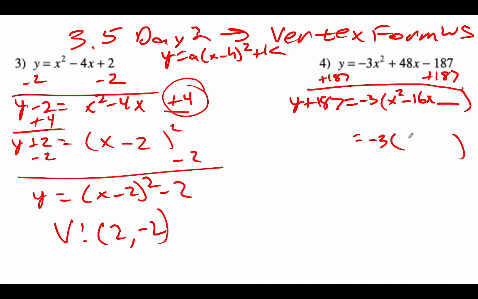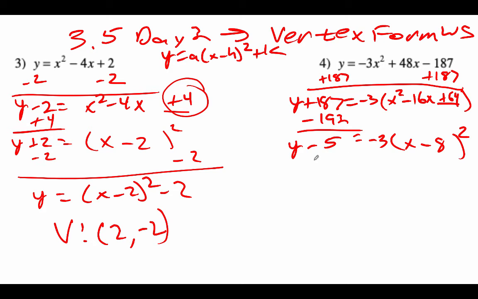Now, when I divide by 2 and square it, divide by 2, negative 8, square it, plus 64. I did not add 64. I did negative 3 here, negative 3 here. Negative 3 times 64 is negative 192. I really did minus 192 on the right side. You have to respect the negative 3.